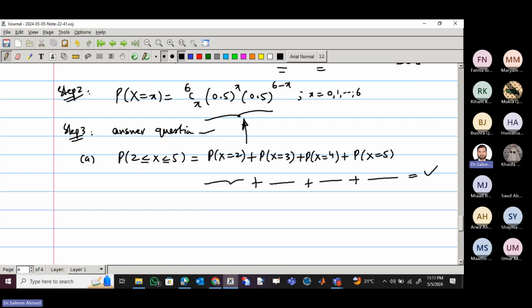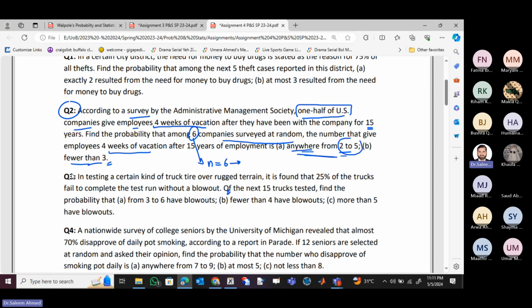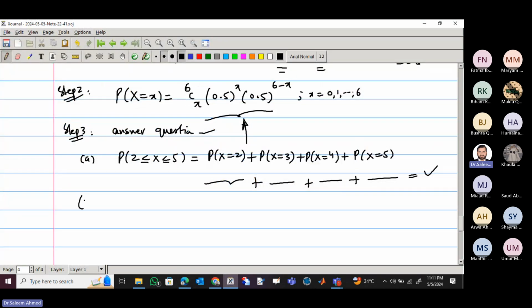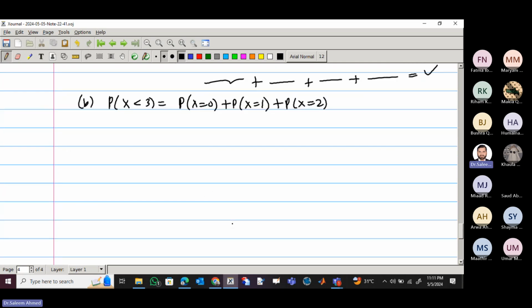Then they said fewer than 3. Fewer means less. Less than 3 means 3 is not included. So it will be 0, 1, 2, because less than 3, and 3 is not included. If they say at most 3, at most means less than or equal to 3. So you have to remember this. Again, you can complete this one.